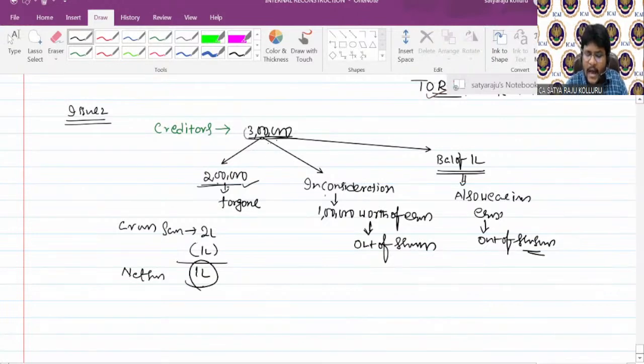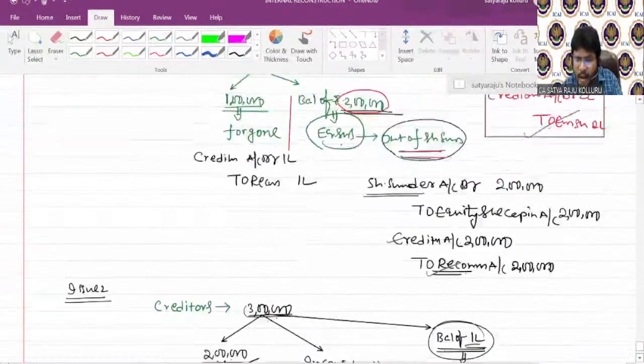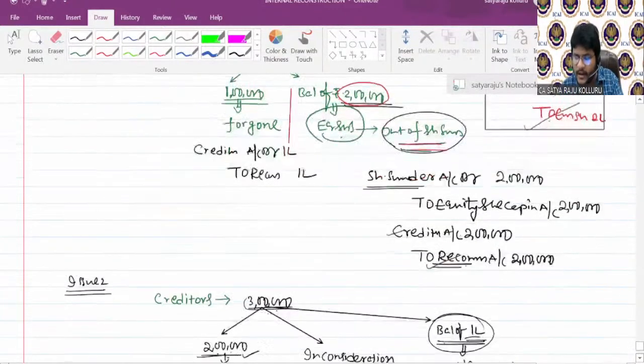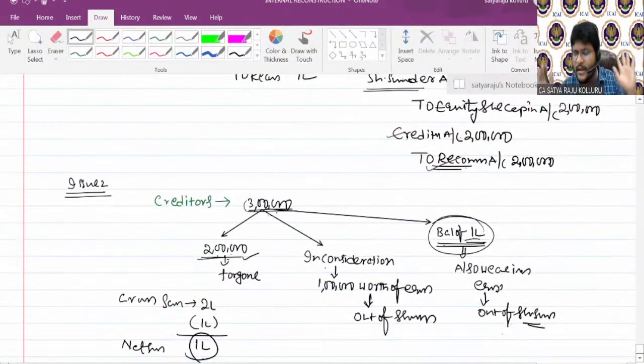Out of such 3 lakhs, if gross sacrifice is 2 lakhs, for the remaining 1 lakh balance, he is expecting equity shares which are out of share surrender. For this, how to deal, we already know. In the same above case, for the balance of 2 lakhs we were issuing equity shares. Here, for the balance of 1 lakh, we are issuing the equity shares. We know how to deal with this situation.